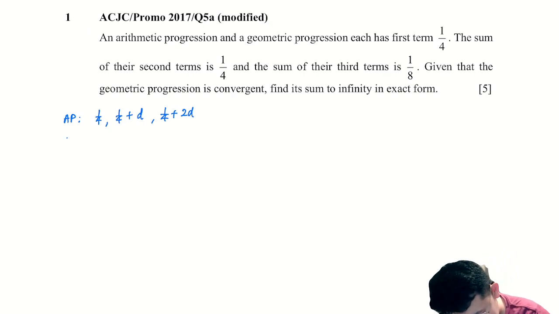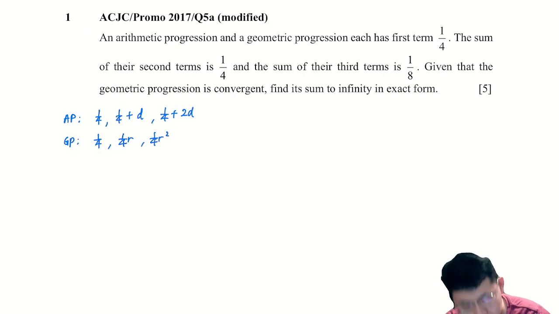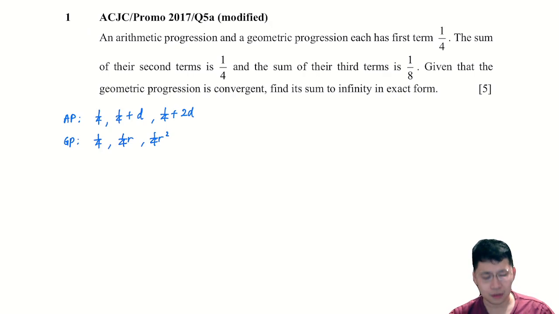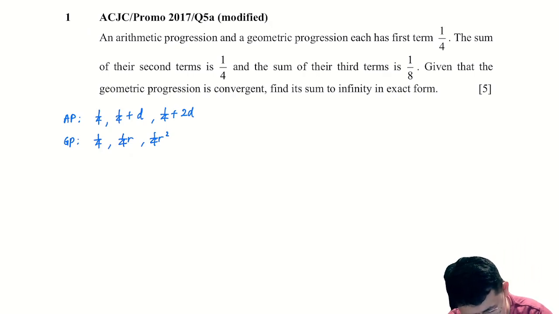Okay, now at the same time our GP over here, the first term will be 1 over 4, then afterward will be 1 over 4 times the common ratio, and after that will be 1 over 4 times the common ratio squared. Okay, so the previous one needs to be squared. So we have D and R to consider, so let us write them out in an equation literally from the question. They say that the sum of their second terms is 1 over 4. So this means that 1 over 4 plus 1 over 4.